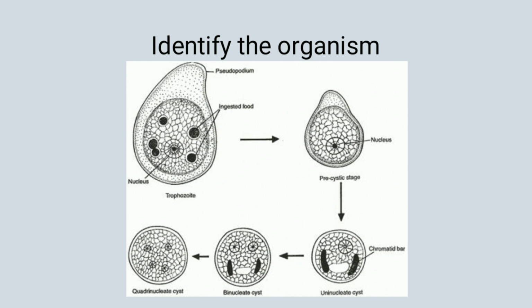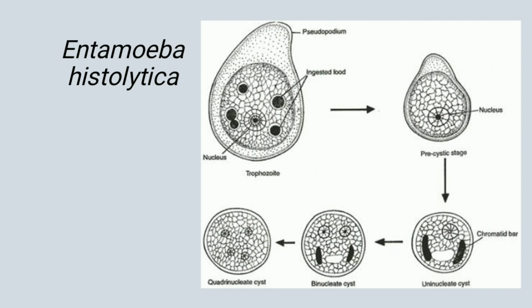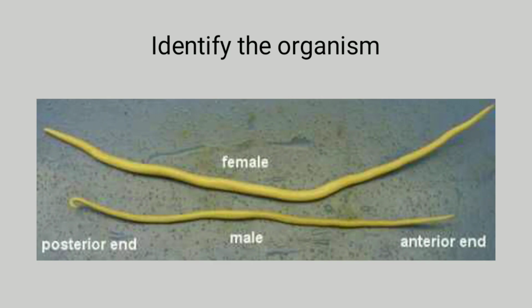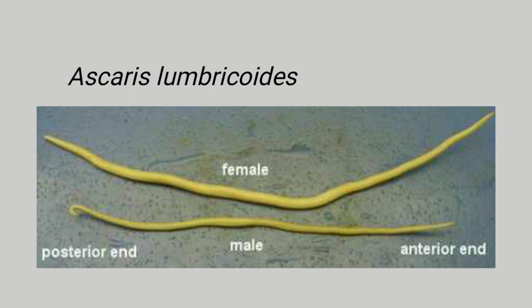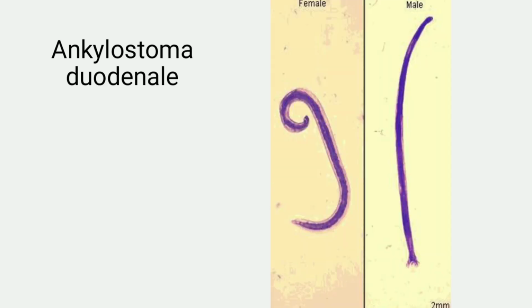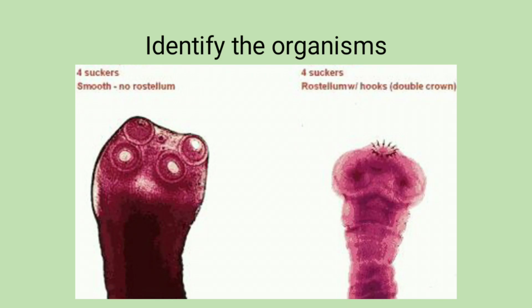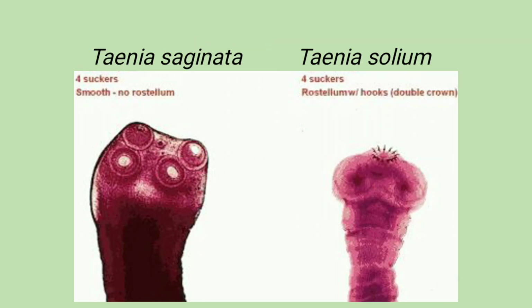Identify the organism. This is Entamoeba histolytica. Identify the organism. This is Ascaris lumbricoides or roundworm. Identify the organism. This is Ancylostoma duodenale or hookworm. Identify the organism. This is Taenia saginata with 4 suckers, which is smooth, no rostellum. Taenia solium has 4 suckers. There is rostellum with hooks.